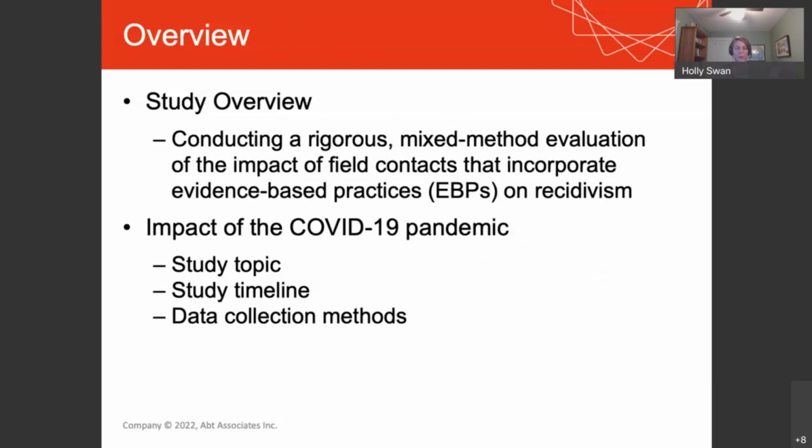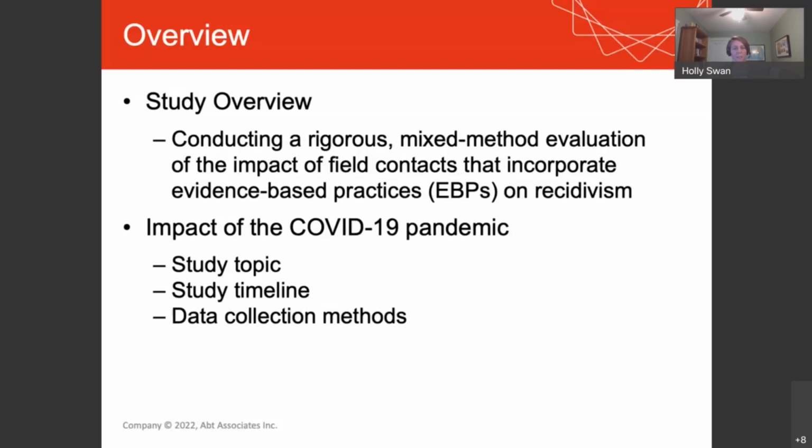I will first provide an overview of this study, and then I'll turn it over to Walter to talk about the impact of the pandemic. But just quickly, the study that we're doing is an experimental test of the impact of field contacts that incorporate evidence-based practices or rehabilitative techniques on recidivism. And when we say field contacts, what we mean is essentially any contact between a community supervision officer and the people that they supervise someplace other than their office. And so typically this is a supervisee's home or residence. They can also take place at an employer, a treatment provider, basically any other public space, essentially any contact that's not happening in the office or virtually.